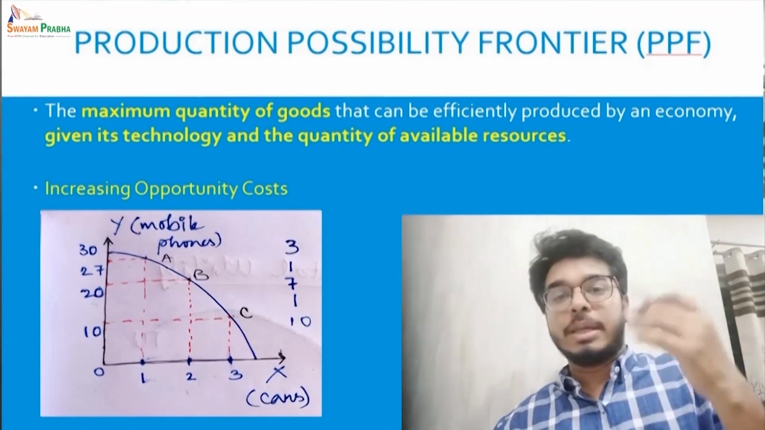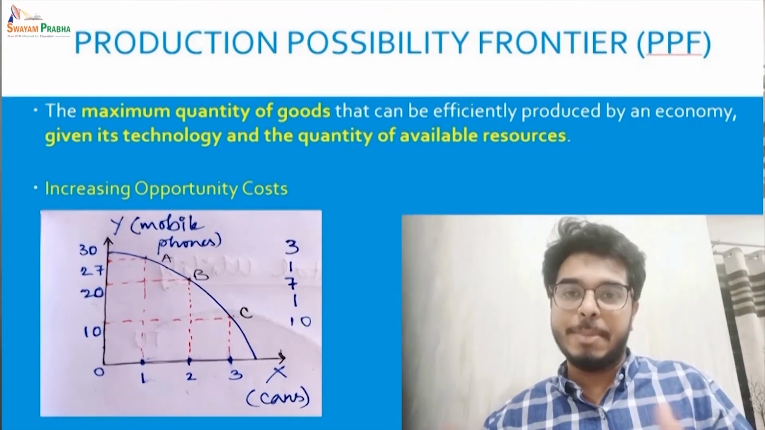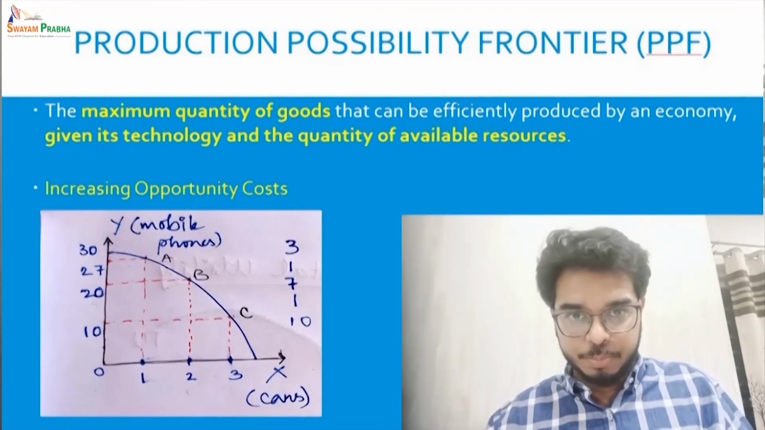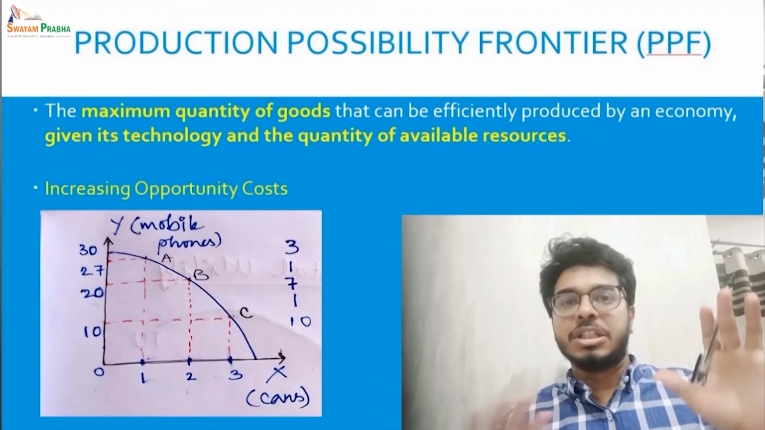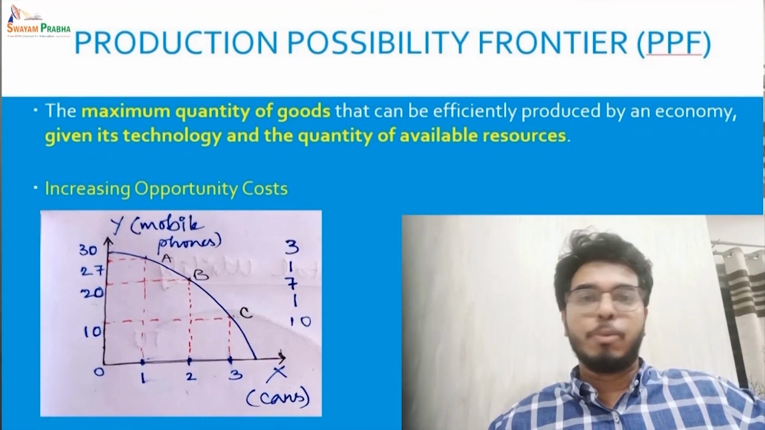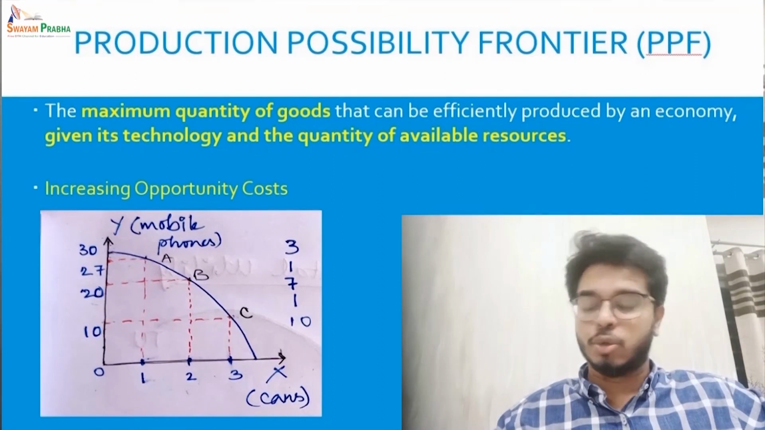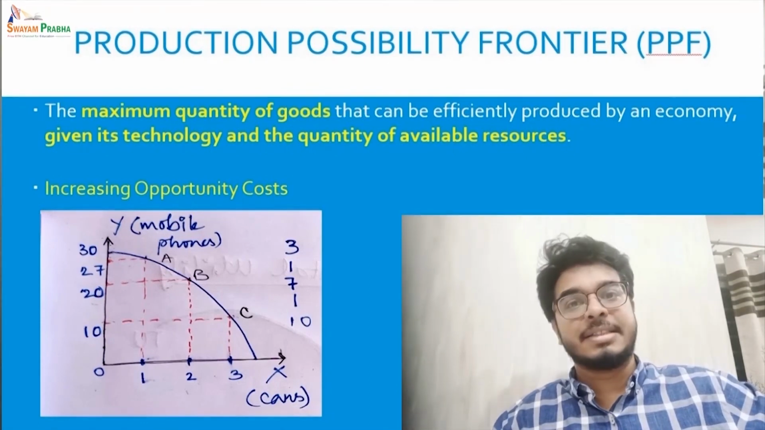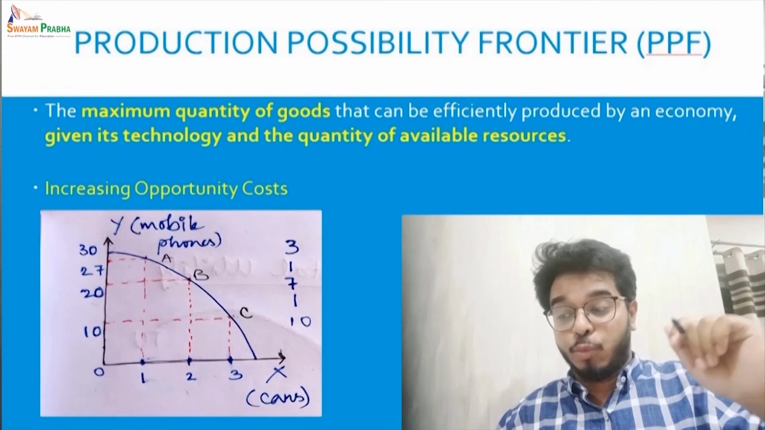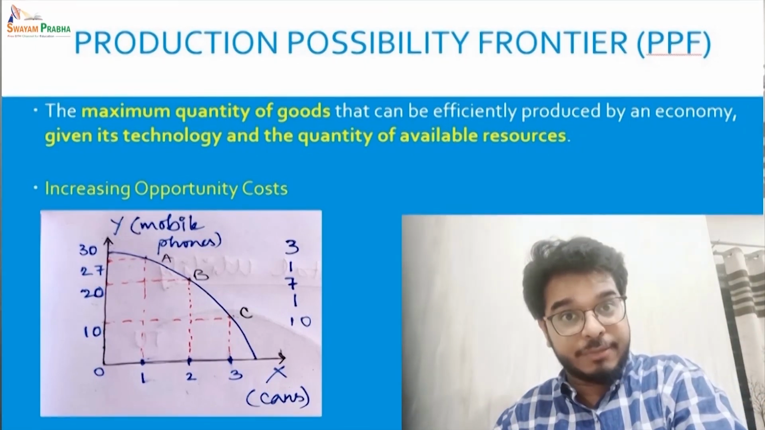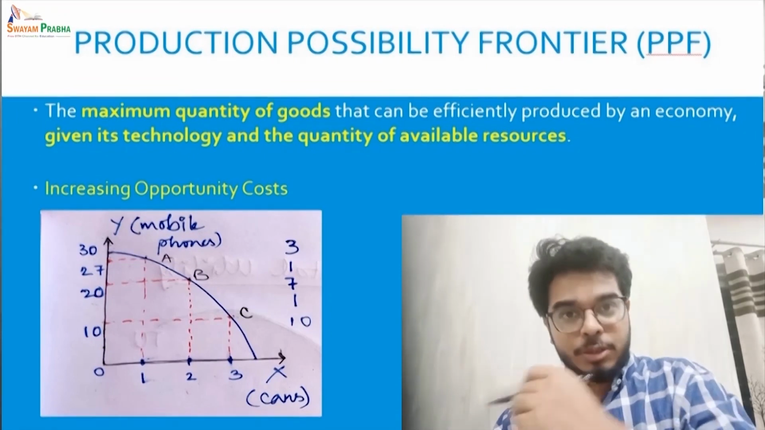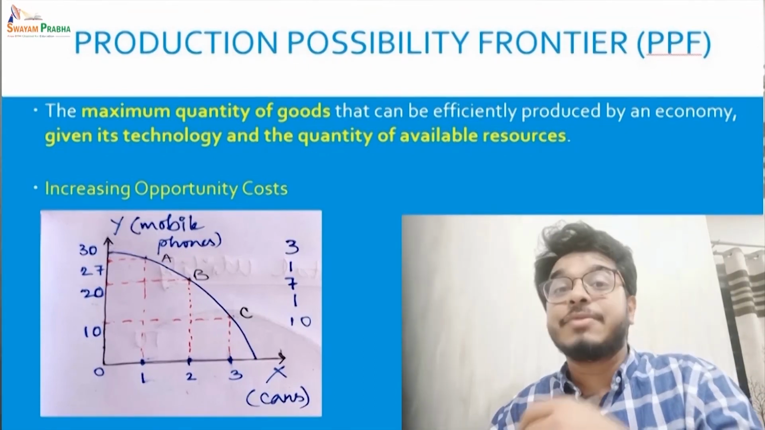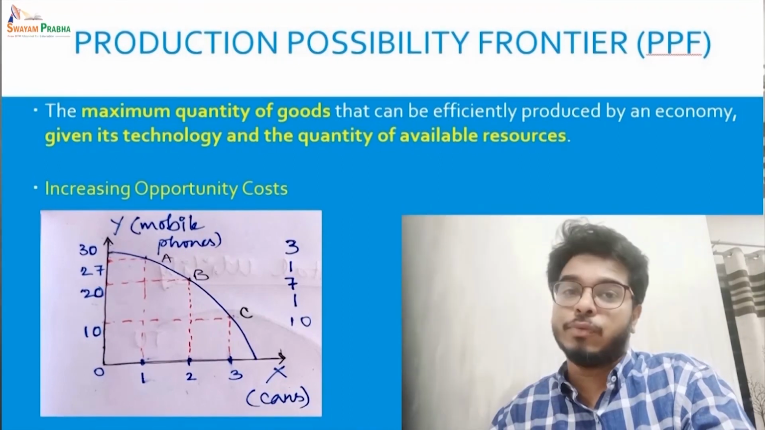So 10 mobile phones. Essentially, they are sharing the same factors of production, and whenever resources are limited and technology is given, I cannot really produce everything together and increase both productions together. So when I'm producing one, I'm sacrificing the other. The rate at which I am sacrificing is increasing, and that is nothing but the opportunity cost. When I am sacrificing 3, that is my opportunity cost at the first go: 0 to 1 car, 3 mobile phones. Opportunity cost is further increasing to 7, 1 to 2, 27 to 20. It's further increasing to 10, 20 to 10, when I move from 2 to 3.